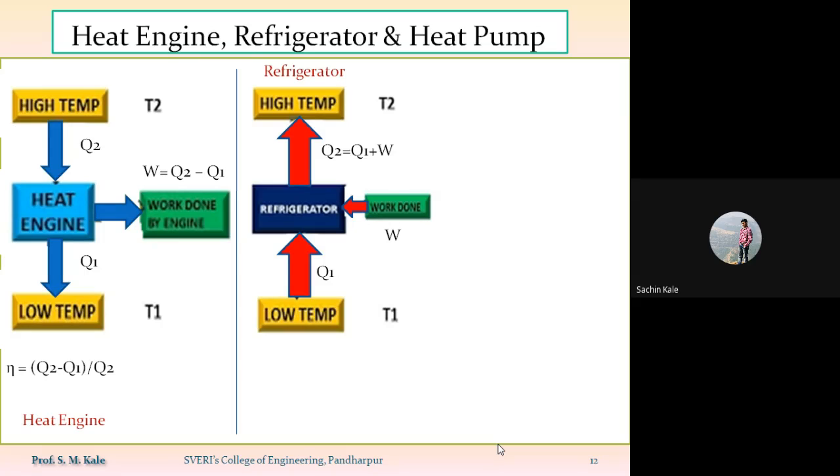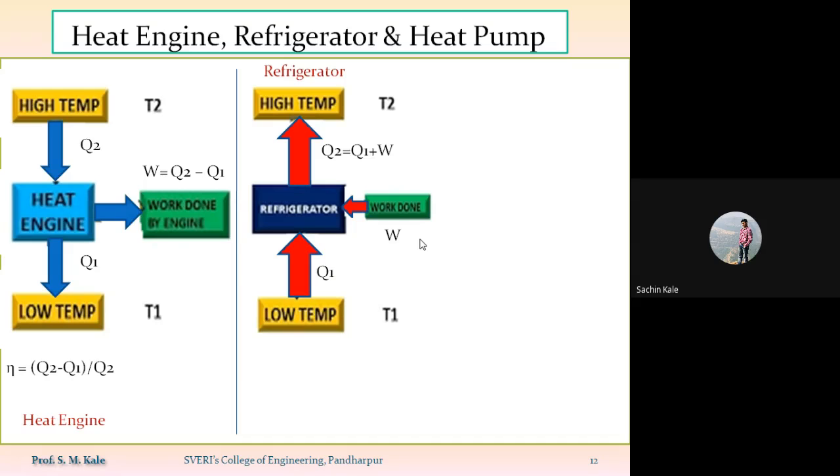Whereas in a refrigerator, the flow of heat is from the lower temperature region to the higher temperature region, and according to the Clausius statement, for this flow of heat from lower to higher temperature region, we have to supply work. That's why a refrigerator is called a work consuming device. So in the last lecture, we completed up to here.